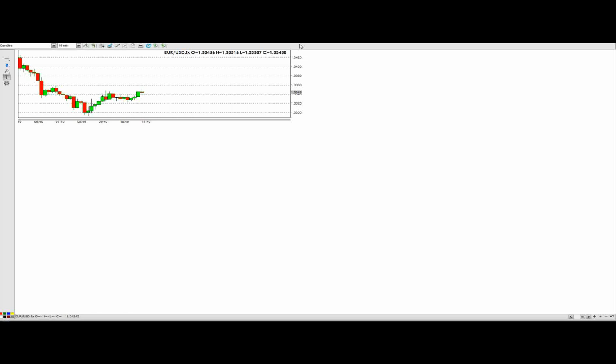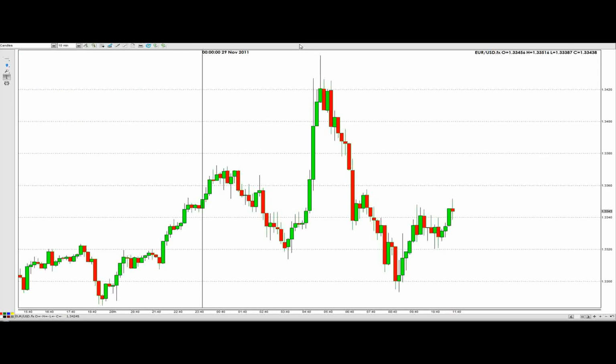We'll start off here with Euro USD, one of the more popular pairs here. And today is November 29th, so the vertical line that we see here almost in the middle of the chart here represents the start of the day.